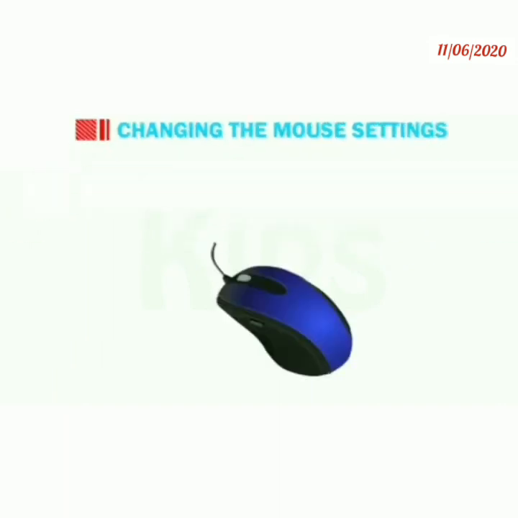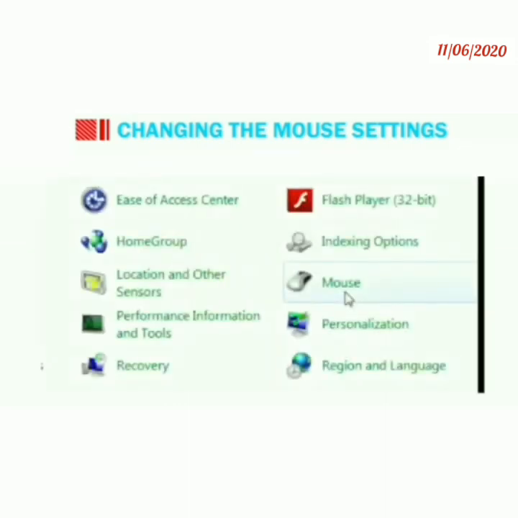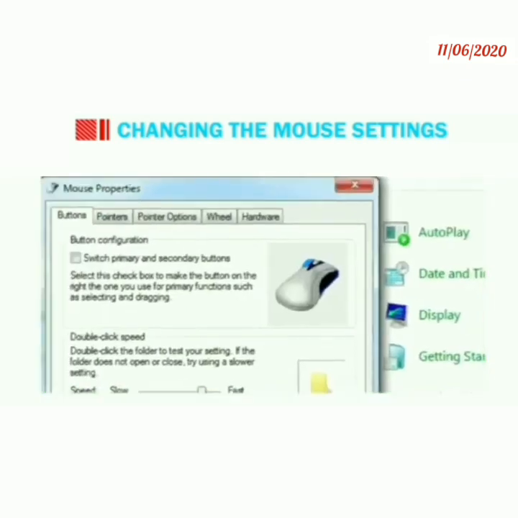Next, we have learned about how to change the mouse settings. Dear children, we can customize our mouse settings in various ways, such as changing the appearance of the mouse pointer, changing the functions of our mouse buttons, or altering the scroll speed of the mouse wheel. Dear children, let's start. Select the mouse option in the control panel. The mouse properties dialog box will appear.